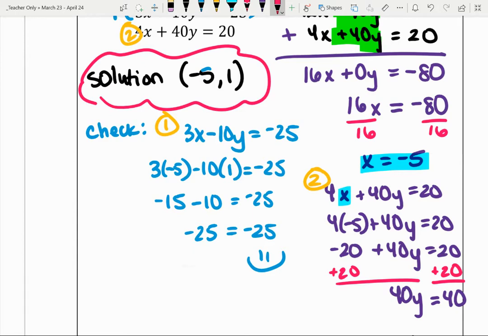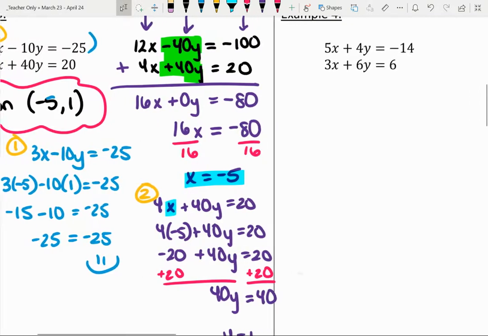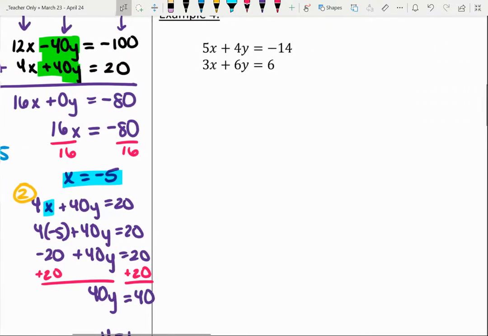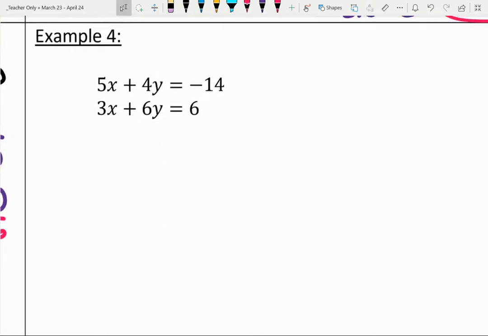I think we need just one more example together. I know most of you are ready to go, but I think one more example together, just to see that we haven't quite covered all the bases. So take a look at these. We've got 5x plus 4y equals -14 and 3x plus 6y equals 6.